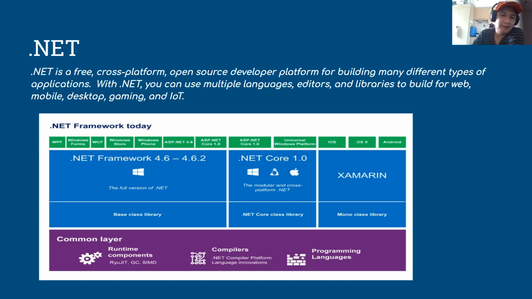Okay, as you can see on this image, this is what .NET is today. There's a lot of frameworks. You see, Windows Platform, Windows Forms, WCF App, Windows Store, Windows Phone. There's a lot of frameworks here. ASP.NET Core. So these are all made in order for Microsoft to be able to develop applications on different frameworks or systems. The original .NET is the .NET Framework.